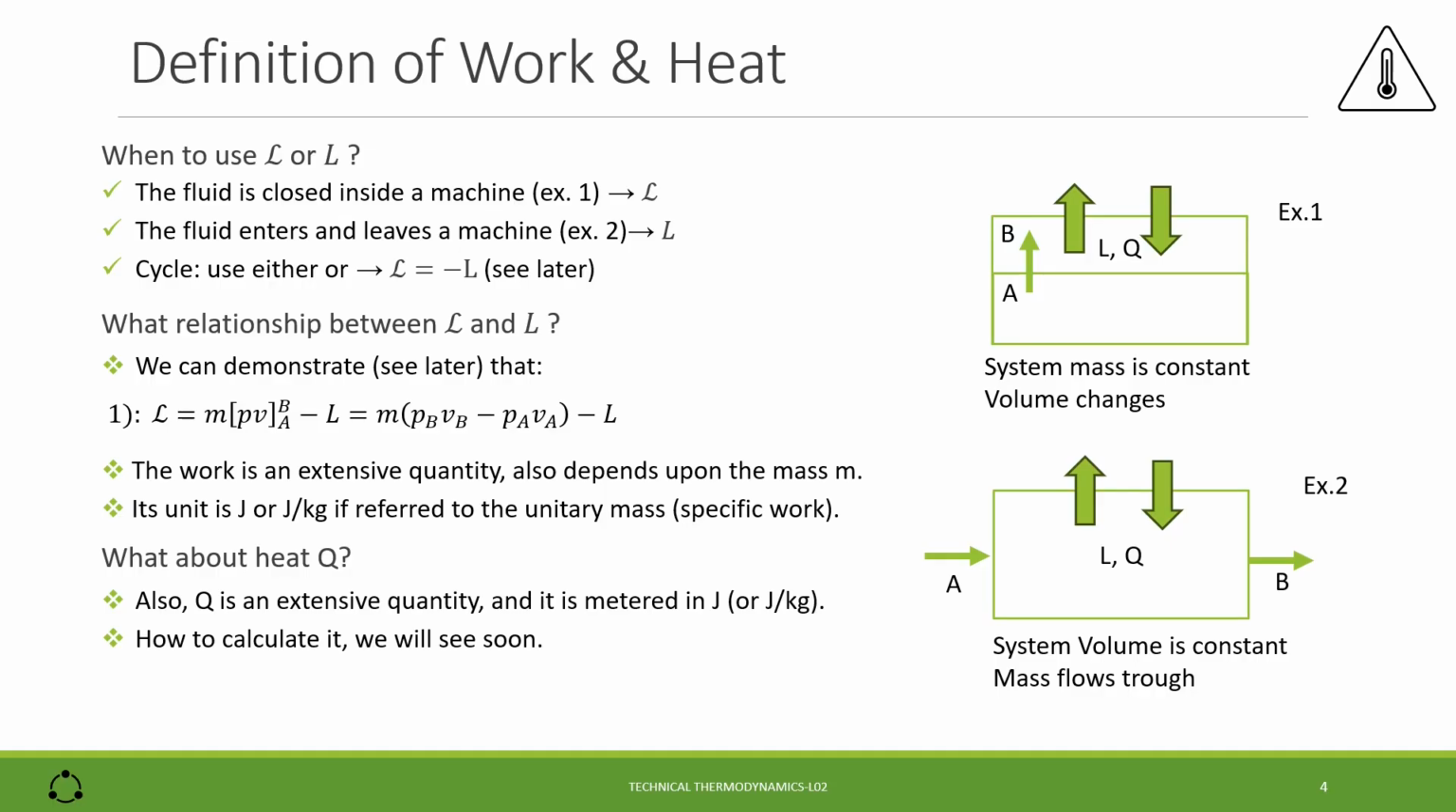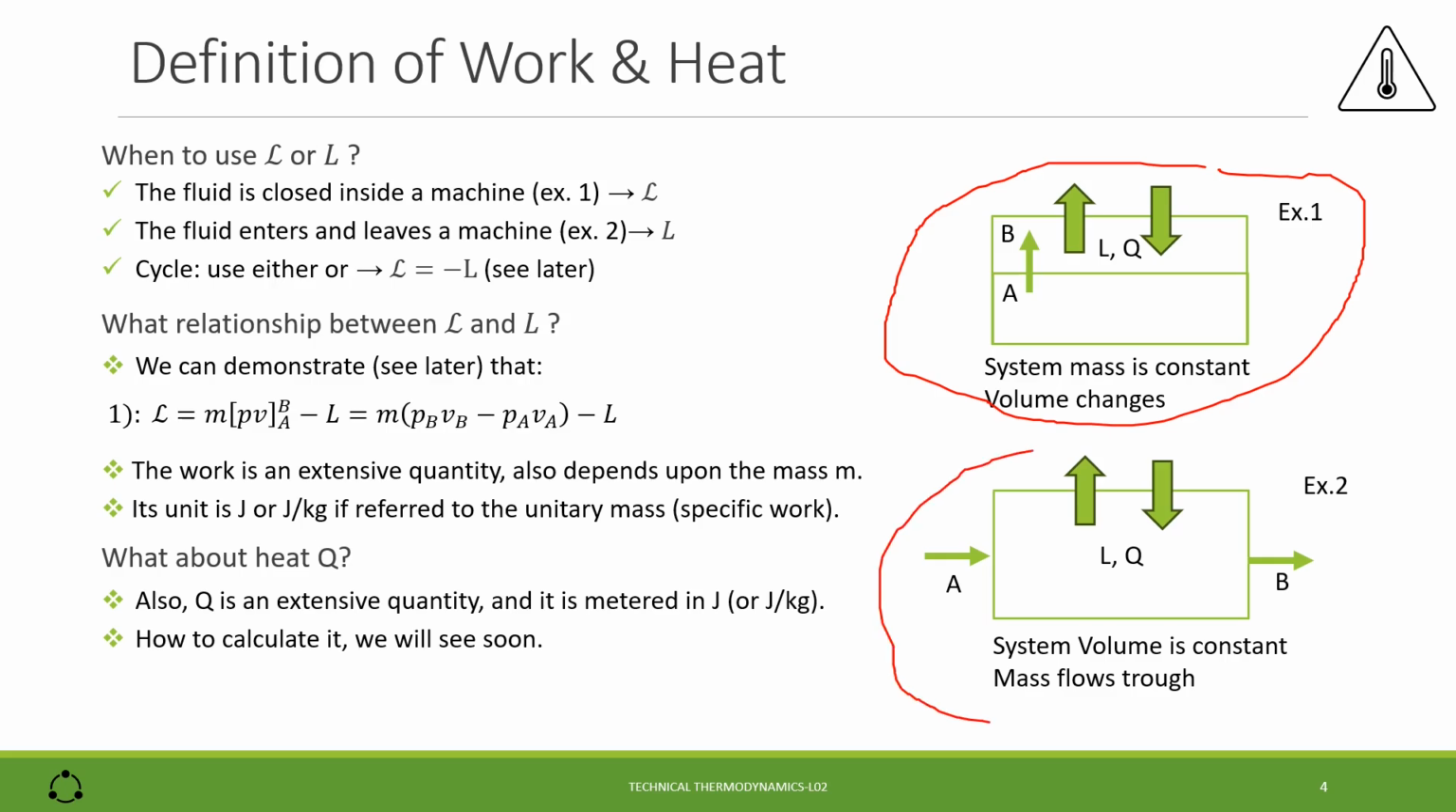Just for clarification, in the example 1, the fluid particles are the same in state A and in state B, while in the example 2, the fluid particles entering the control volume, the state A, are not the same as those leaving, that is the state B, even though the mass flow is kept constant. In the second case, less intuitive, what is constant is the observation volume.